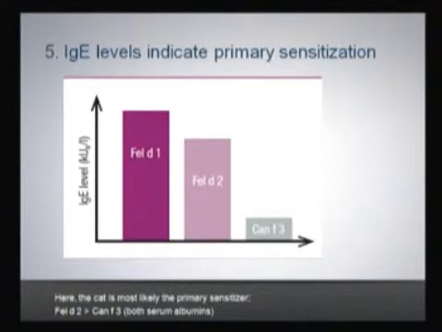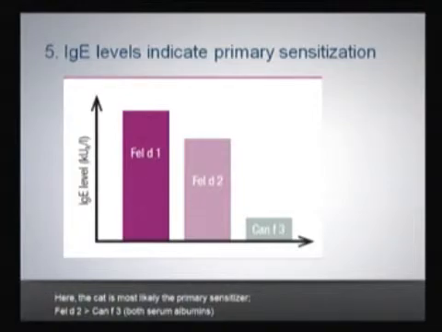Another thing that we touched upon was the level of specific IgE. I think it's important to have a quantification of specific IgE. This case is cat, where you see a very high level of Fel d 1. Fel d 1 is a specific protein for cat. And then you see a relatively high level of Fel d 2, which is a serum albumin of cat. And you see a very low level of Can f 3, which is a serum albumin of dog.